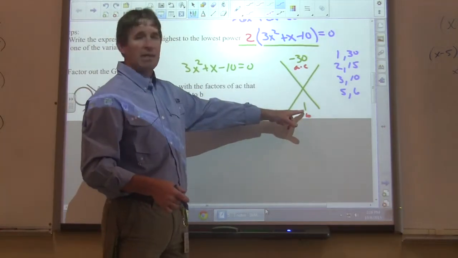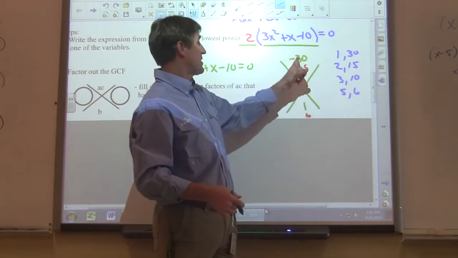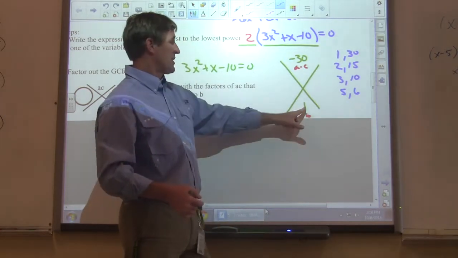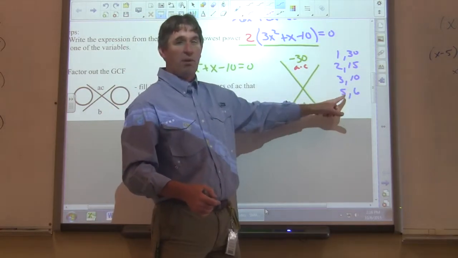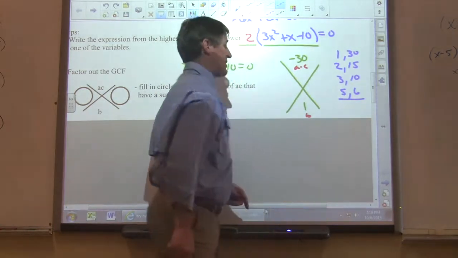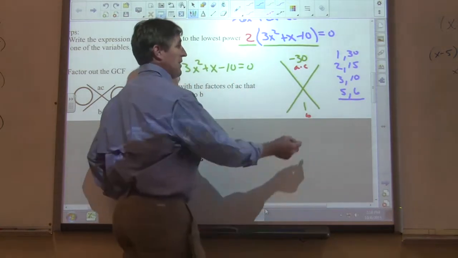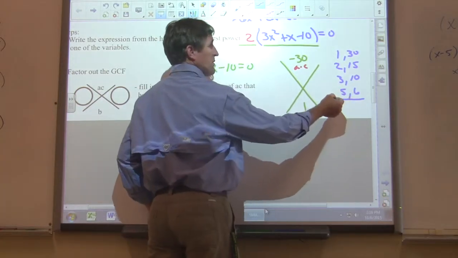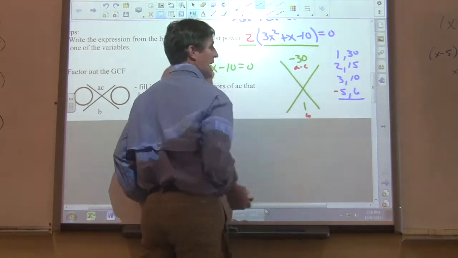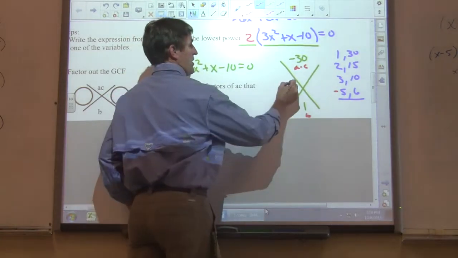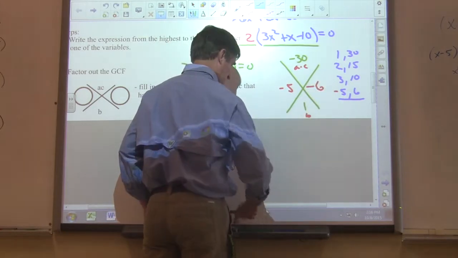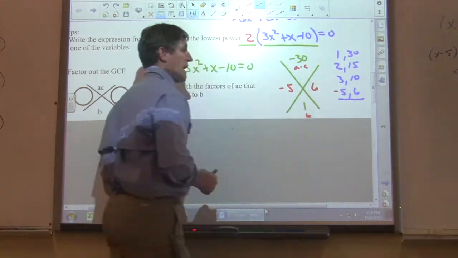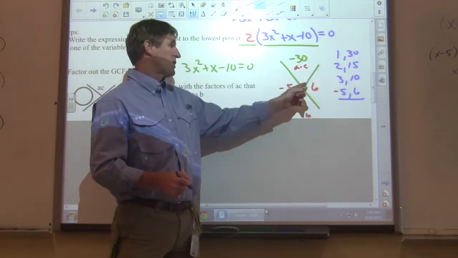Well, remember, we want them to add up to 1. And we know, because this is a negative 30, one of the numbers in each set has to be negative. So since it adds up to 1, you just have to find numbers that are 1 apart, which would be 5 and 6. Then you have to ask yourself, which one has to be negative? Well, if I made the 6 negative, that would be negative 6 plus 5, which would be a negative 1. So it has to be a negative 5. So you fill these in. Excuse me, it's a positive 6. You fill those in on the sides, and it doesn't make any difference which side you put them on.